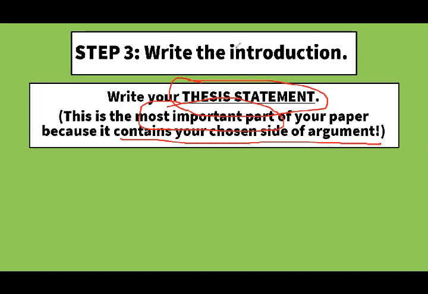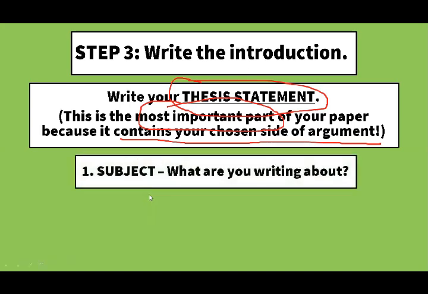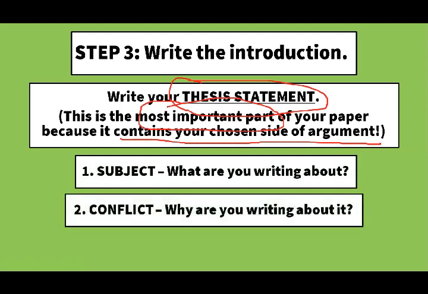Okay? So how do we write a thesis statement? The first one, in the thesis statement, you need to include the subject. So what are you writing about? So I need to see clearly your subject matter. So if you are writing about school uniform, you should write there that the subject is school uniform. Next, conflict. Why are you writing about it? What is your motivation in writing about that issue? So I need to see that also. Because without motivation, okay, it would be senseless to write, okay? It would be nonsense to write a paper, a persuasive essay.